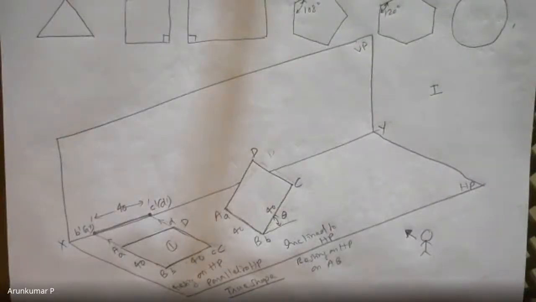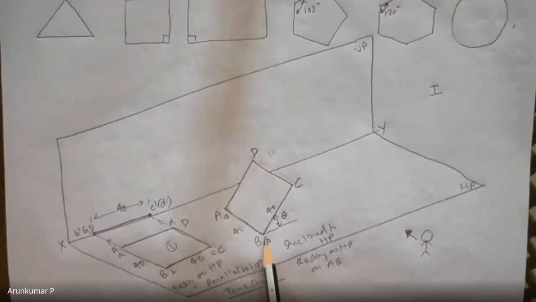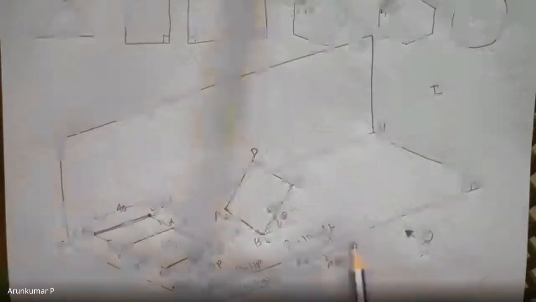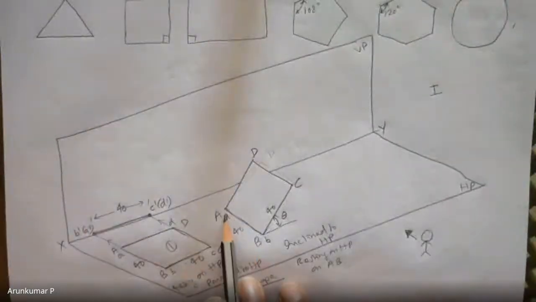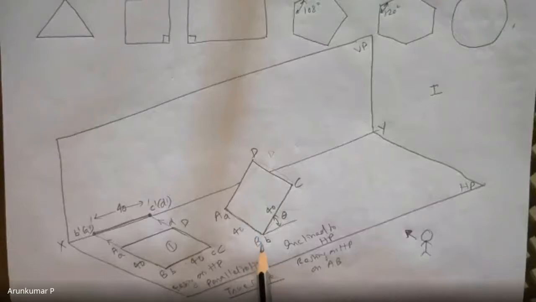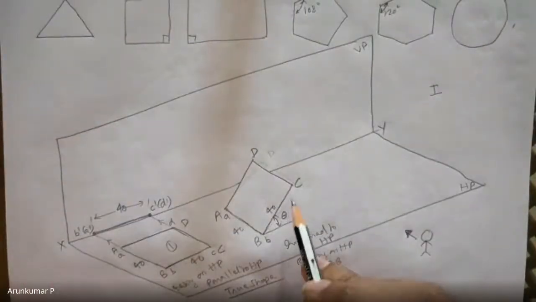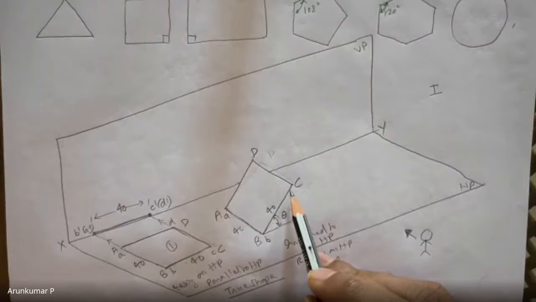Why does this happen? Why do you get the top view of A and B on HP? Because the points A and B are touching HP. It is resting on the edge AB. That is why you are getting A and B on HP. The small a and small b, which are the top views of the points A and B, will be on HP. Okay. Next, where do you think will be the top view of C and D?